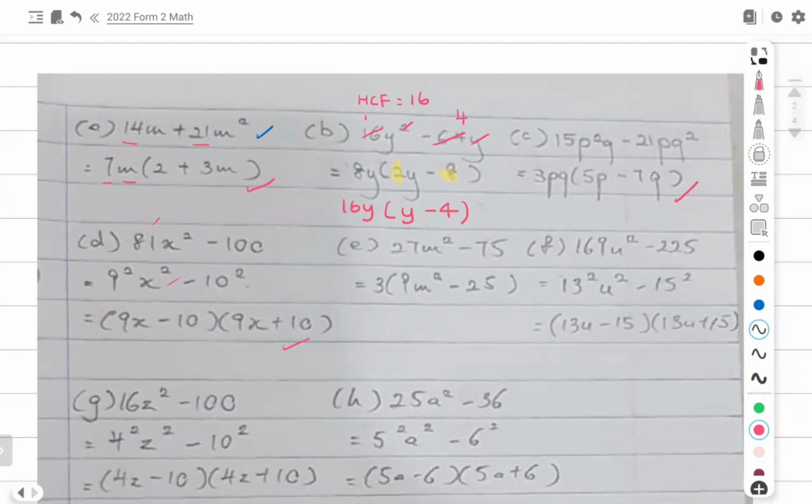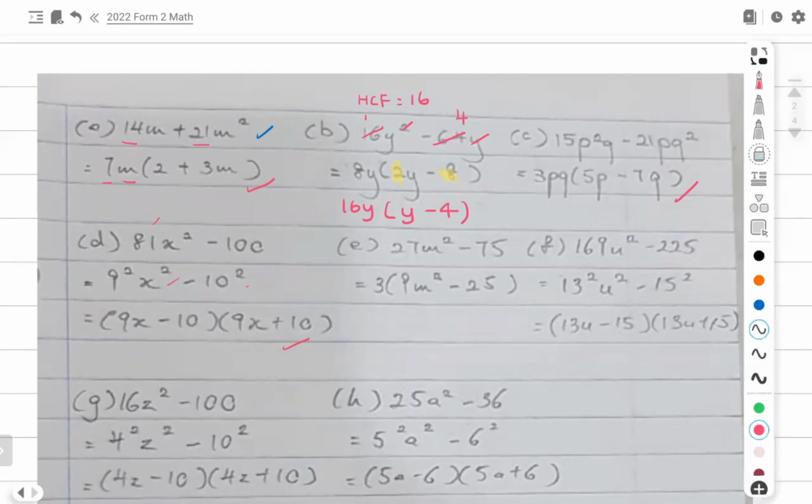Next, question E. Okay, so factorize first, common factor divided by 3. Now you check the number in the bracket. One is 9, another one is 25. Remember the list of perfect square? After 1, 1 square, 2 square is 4, then 3 square is 9, 4 square 16, 5 square 25.